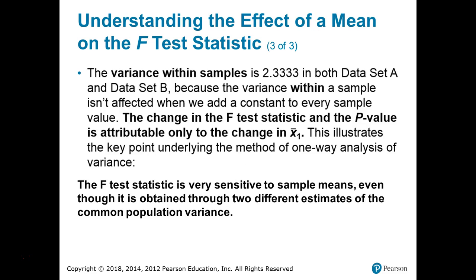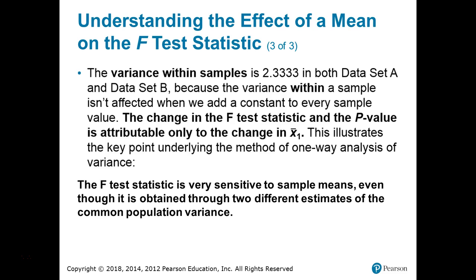The variance within the samples is 2.333 in both data set A and B, because the variance within a sample isn't affected when we add a constant. So the change in the F statistic and the p-value is attributed only to the change in the mean, x bar 1. This illustrates the key point underlying the method of one-way analysis of variance. The F statistic is very sensitive to sample means, even though it is obtained through two different estimates of the common population variance.